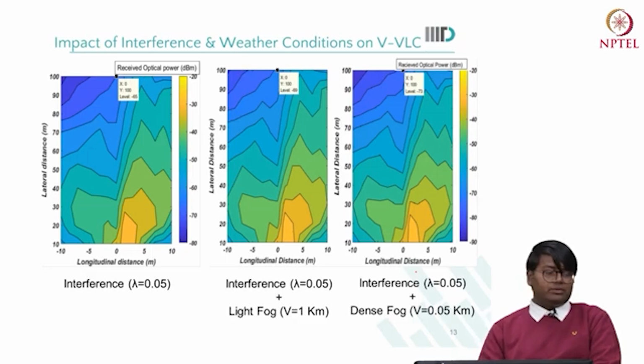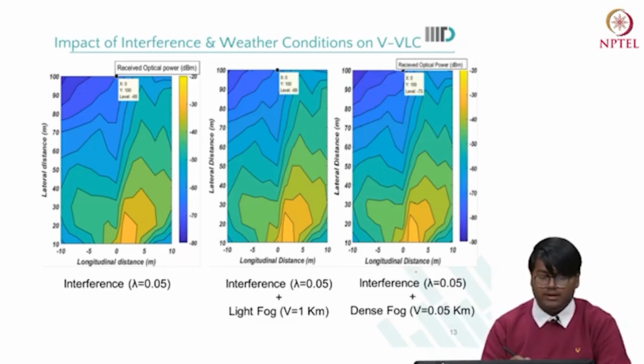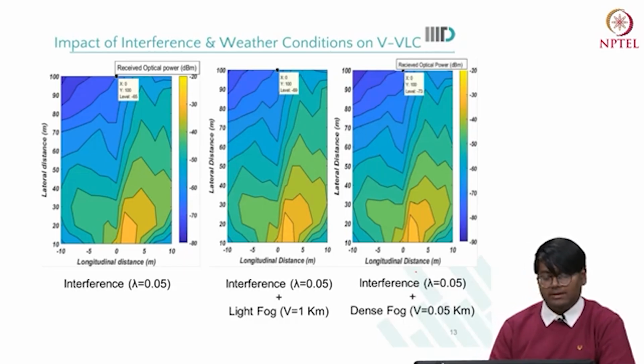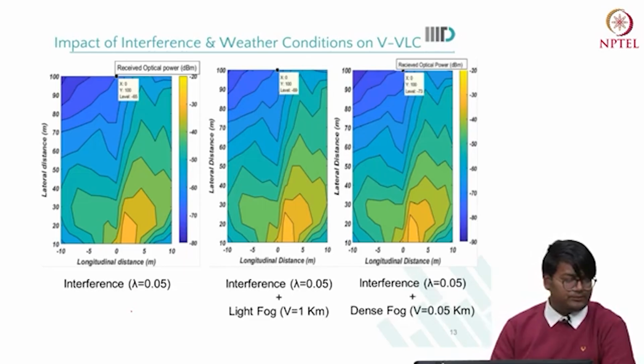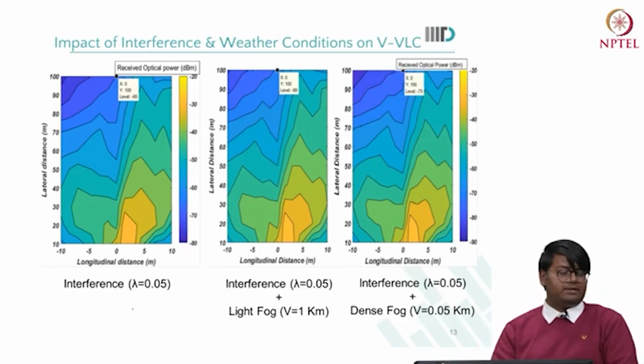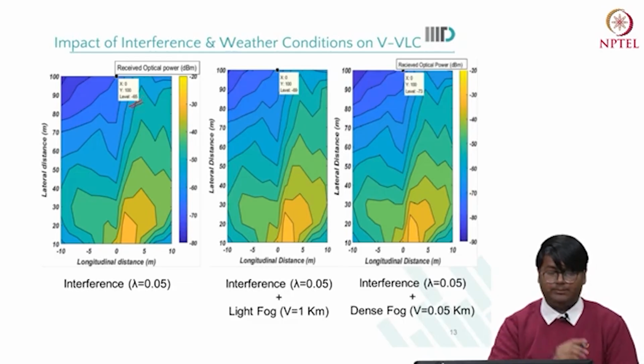Now this figure shows the modified headlamp optical radiation power under the influence of interference as well as weather conditions. So we see that at a distance of 100 meters, when we consider only the impact of interference, then the average optical receive power at a distance of 100 meters from a transmitter is 65 dBm.